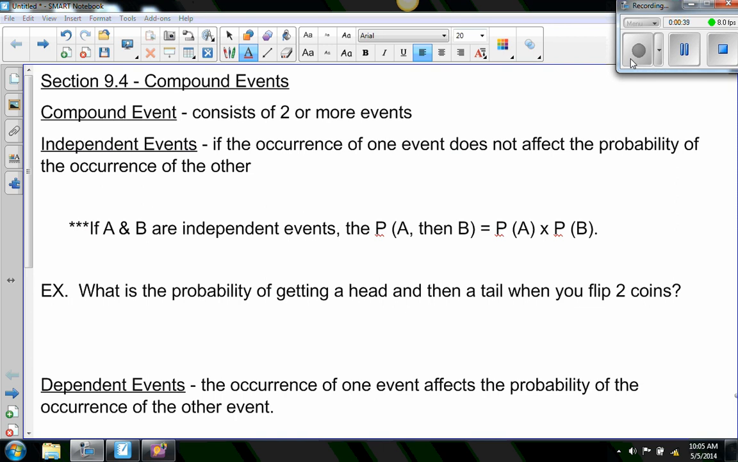So if A and B are independent, which means they do not affect each other, the probability of event A and then event B equals the probability of event A times the probability of event B, because you want two things to happen. So what is the probability of getting a head and then a tail when you flip two coins?